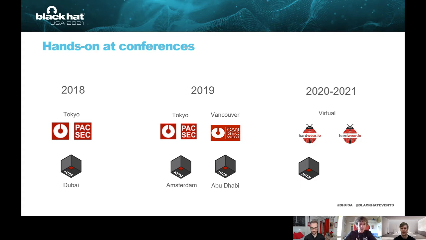So we started back in 2018 with our first run, and we did it, as Jonathan said, at PacSec Tokyo, because we had the previous experience with Drigos on mobile pwn2own. And we used PacSec 2018 as a testing ground to establish the future of CTS.